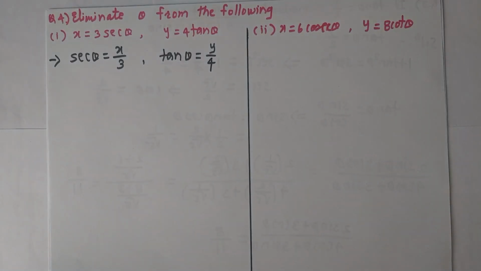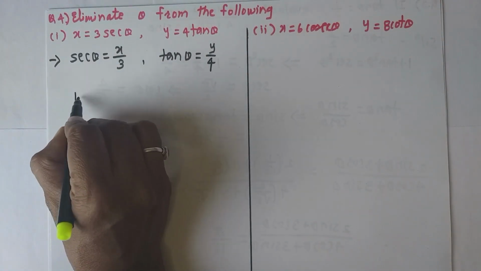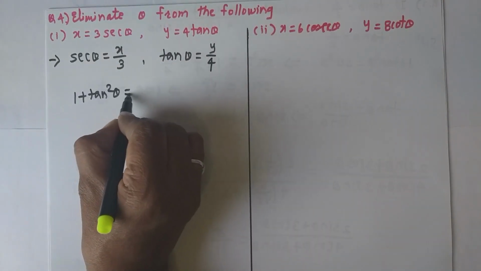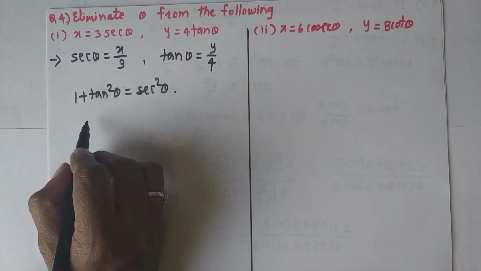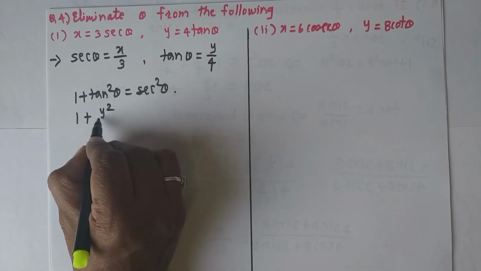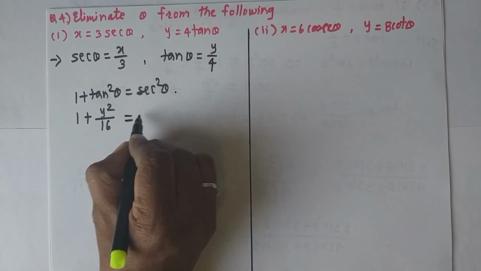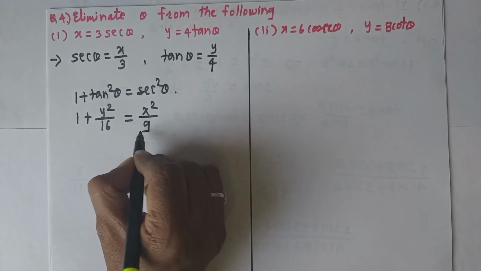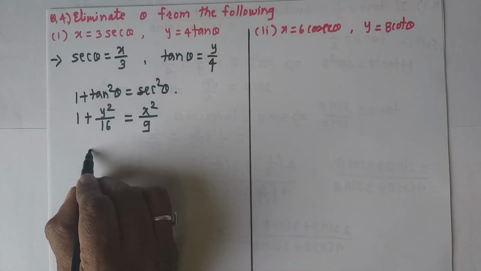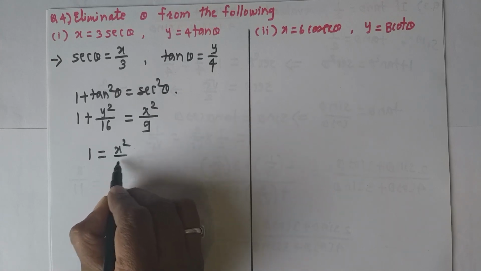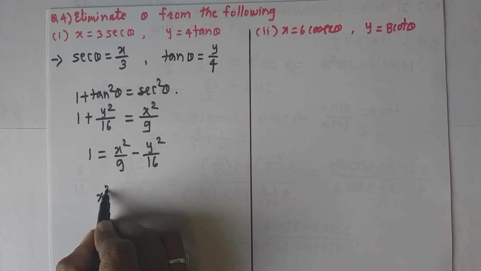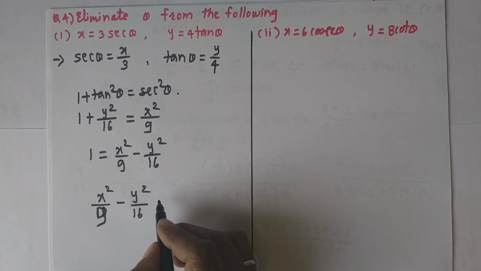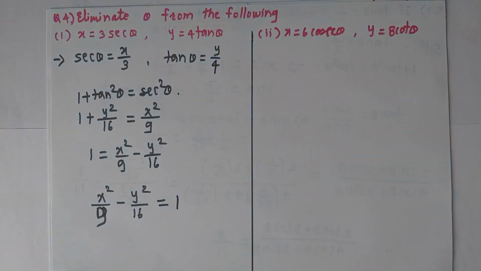And we know one of the identity which contains tan theta and sec theta, that is 1 plus tan square theta is equal to sec square theta. Now you keep the value of tan, that will be y square divided by 16 is equal to x square divided by 9. Now we will simplify this. After simplification this will be x square divided by 9 minus y square divided by 16. You simply write down x square divided by 9 minus y square divided by 16 is equal to 1.